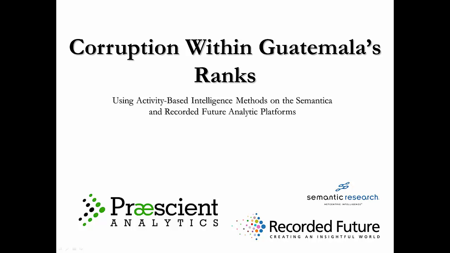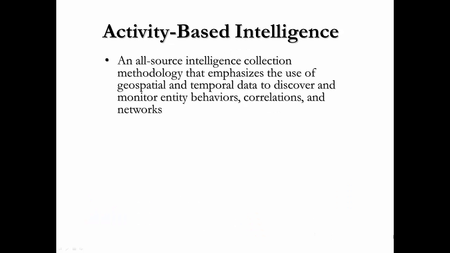Activity-based intelligence, or ABI, is an emerging methodology of all-source intelligence production that emphasizes the attribution of geospatial and temporal information to previously untagged data, rather than provide strategic intelligence or current intelligence on previously established targets. ABI is a form of discovery intelligence. ABI provides insight into the unknown by examining entity behaviors, discovering correlations, and uncovering networks.